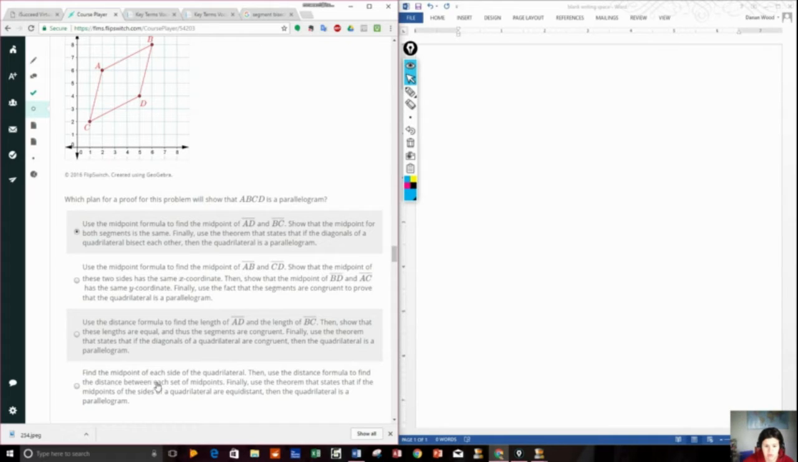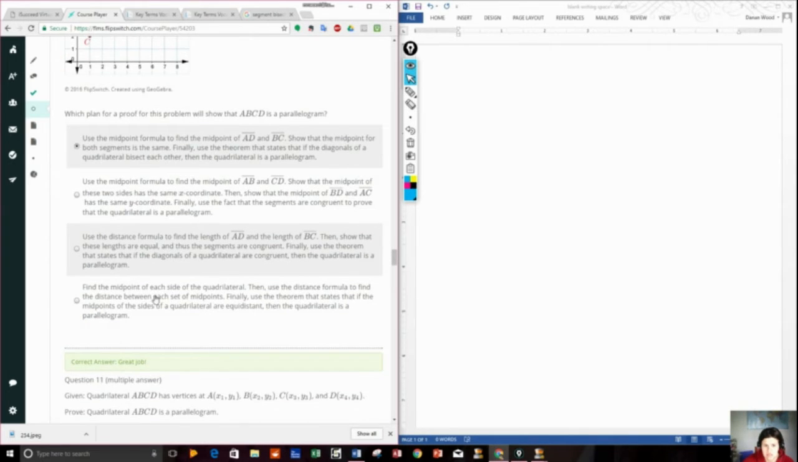And then, find the midpoint of each side of the quadrilateral. Then use the distance formula to find the distance between each set of midpoints. Finally, use the theorem that states that if the midpoints of the sides of the quadrilateral are equidistant, then the quadrilateral is a parallelogram. Okay, well, we've been using midpoints to find that they bisect each other, so I'm not going to select that one.